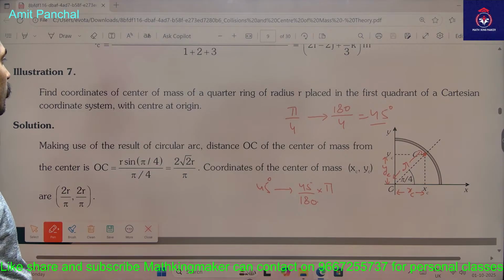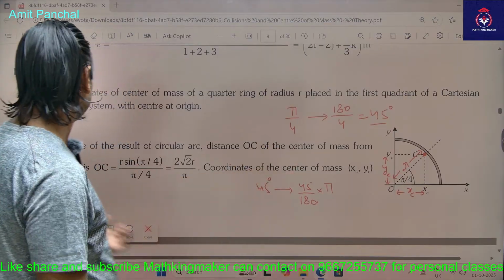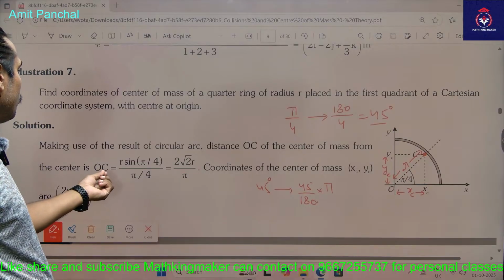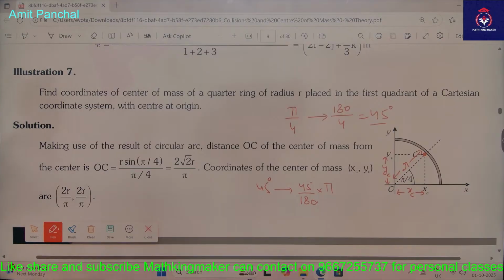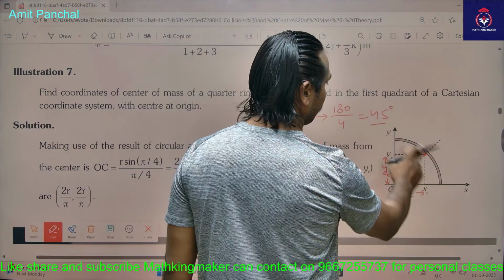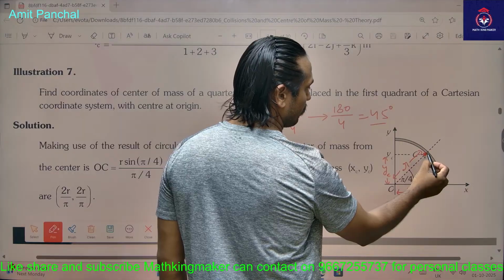Find coordinate of center of quartering of radius r placed in the first quadrant of a Cartesian coordinate system. Making use of result of circular distance OC of the center of mass from the center, OC will be equal to how much? This will be equal to r, right? See, OC is not equal to R because it's a circular disc. So the center of mass will be somewhere here.